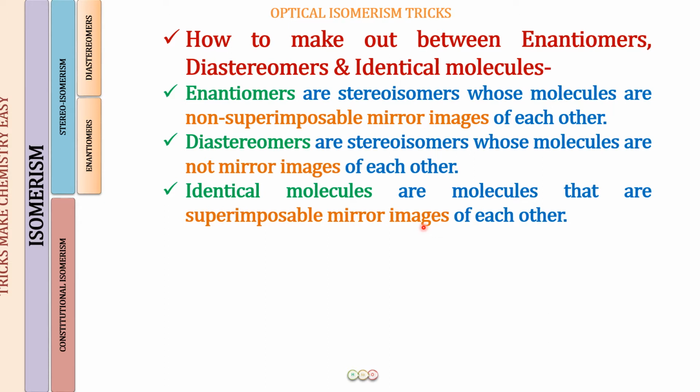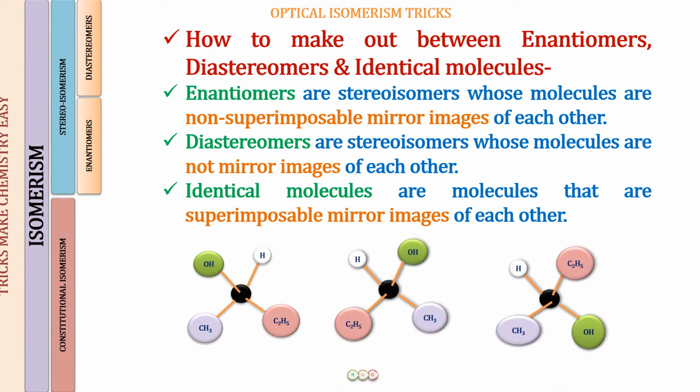So what this means is, when you compare enantiomers and identical molecules, both are mirror images of each other, but enantiomers are non-superimposable, whereas identical molecules you can superimpose the mirror images on each other. The next is enantiomers and diastereomers, and that is going to be easy. Enantiomers are mirror images, whereas diastereomers are not even mirror images of each other.